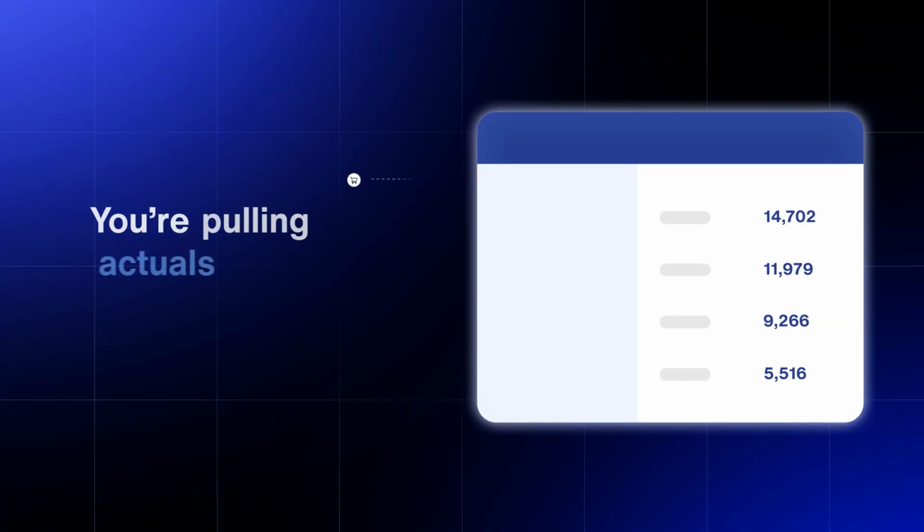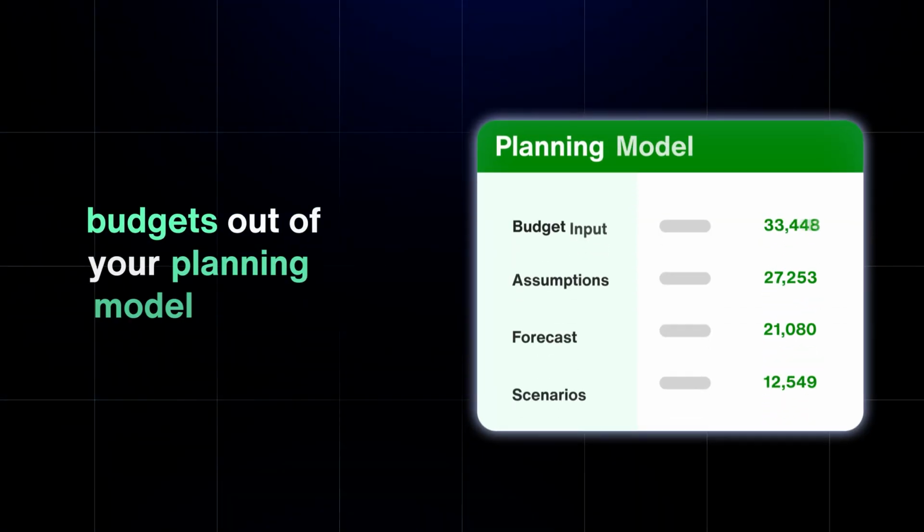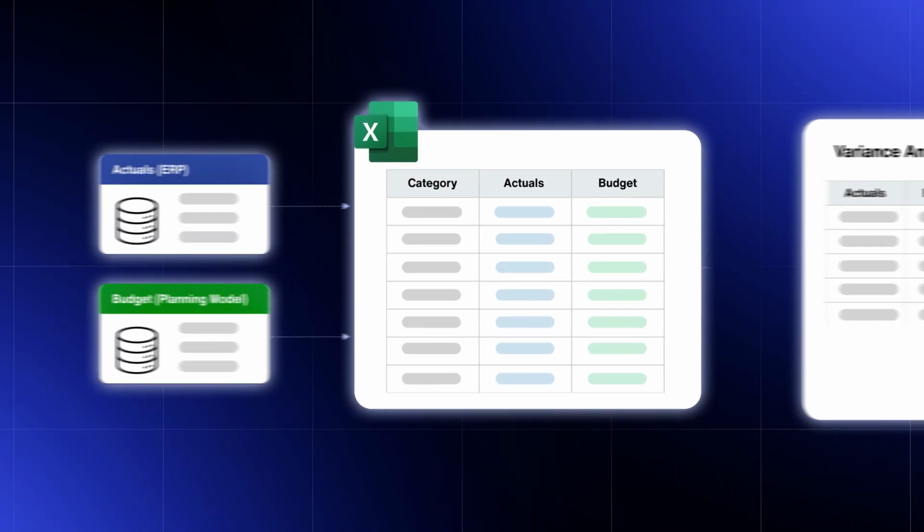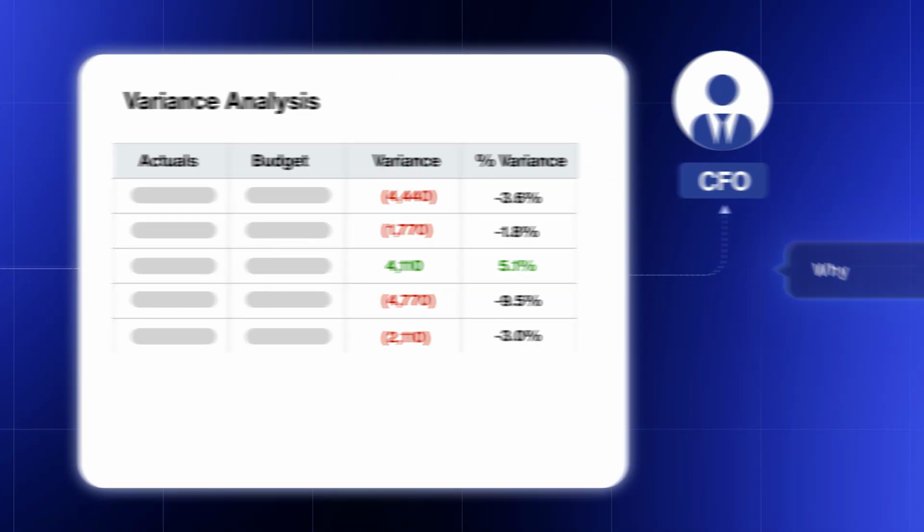It's month end again. You're pulling actuals out of your ERP, budgets out of your planning model, and lining them up manually in Excel, knowing full well that the variance analysis you'll create at the end of this will be questioned by the CFO. What if I tell you there's a better way?